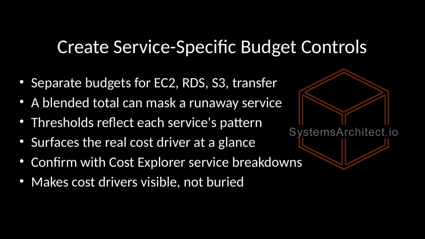3. Create service-specific budget controls. Set separate budgets for high-cost services like EC2, RDS, S3, and data transfer instead of one blended total. What happens with one blended total? A single combined budget can hide a runaway service behind a normal-looking number. Service-specific budgets make the real cost driver obvious at a glance.